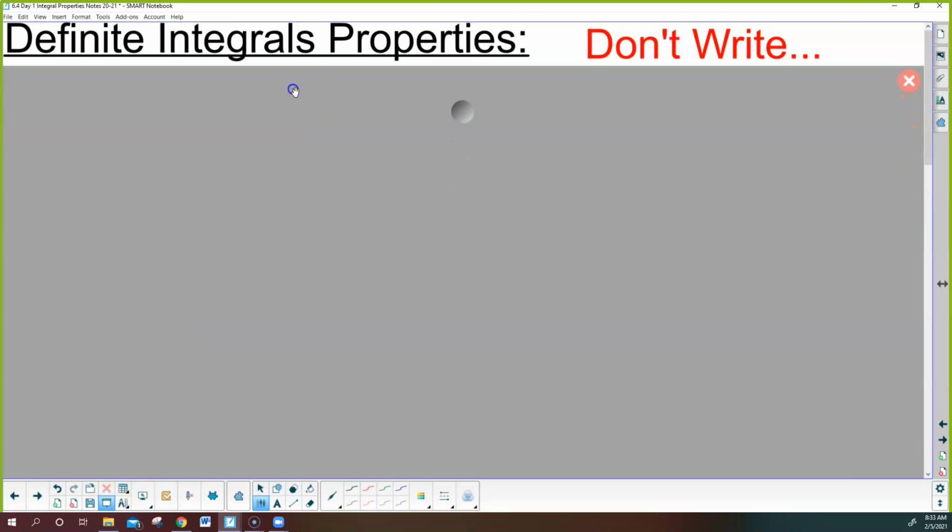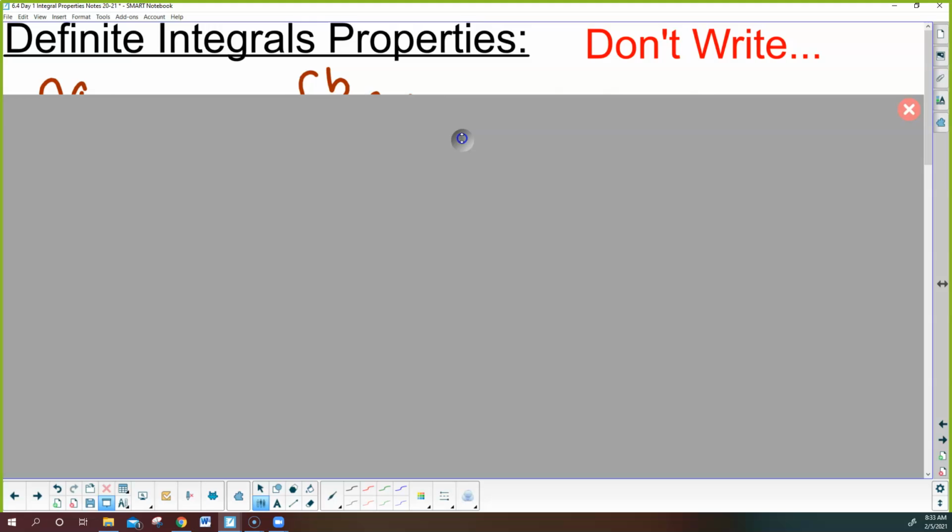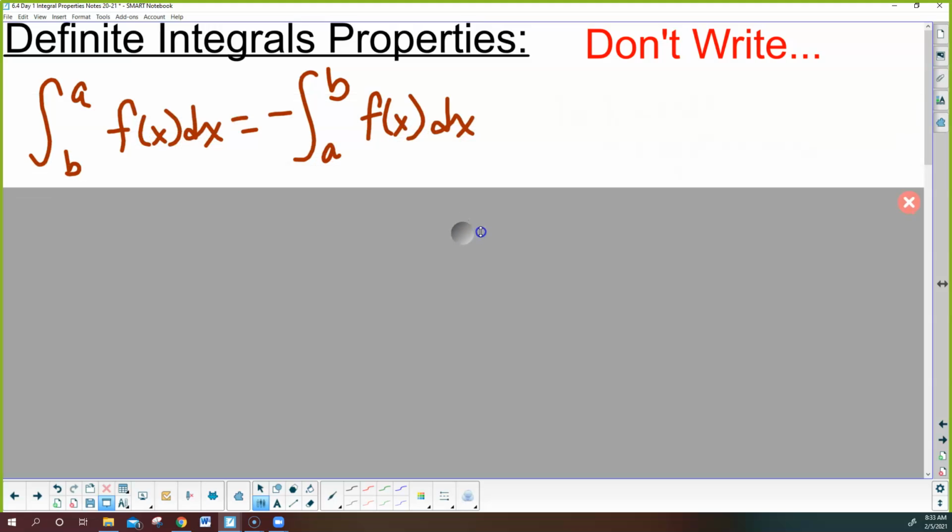I am not going to have you write these down, partially because these properties are basically the same kind of properties we dealt with derivatives. So they hopefully come more natural now because we've used them so often. I just want to make sure we kind of review some of the bigger concepts.